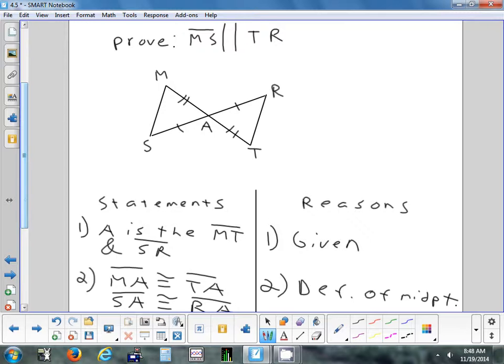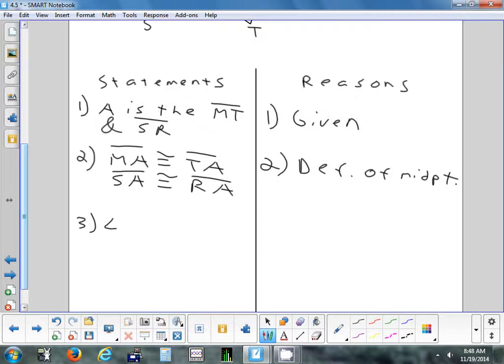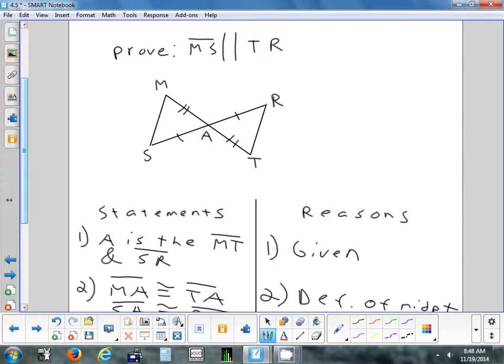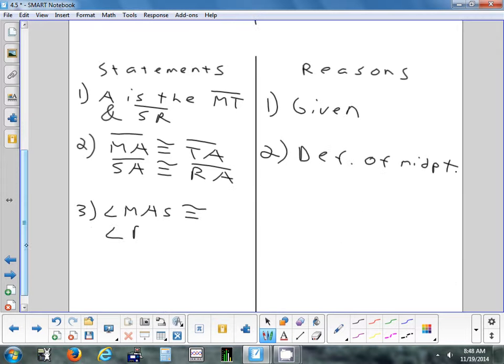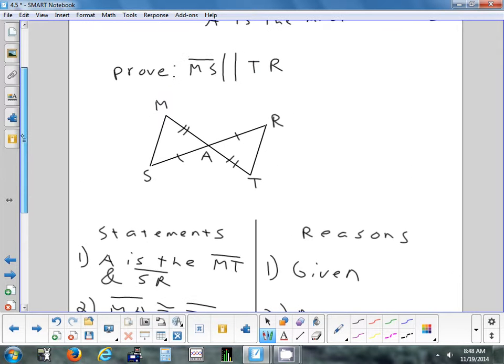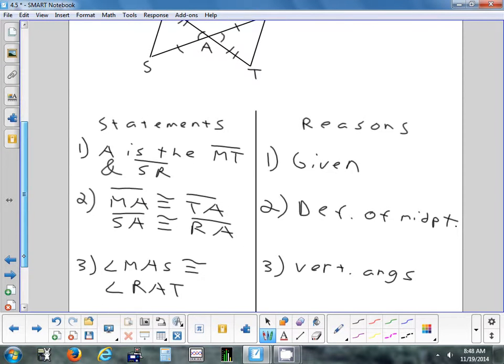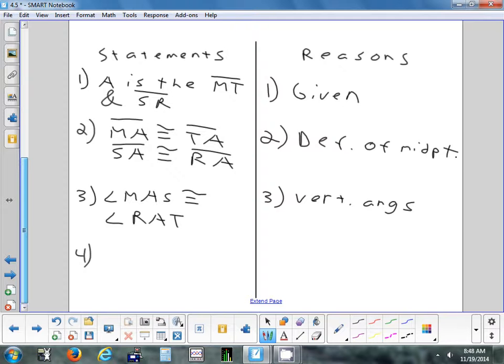Yep. Angle MAS and angle RAT are congruent. So you said M-A-S, okay, and which one? RAT. R-A-T. Those are congruent. What's your reason there? Vertical. Those are vertical angles. All right, so let's mark it. We have that, and we have that. And now I think we have enough information to say the triangles are congruent. Let's just be careful with the order. Okay, the order is the trickiest thing to figure out.